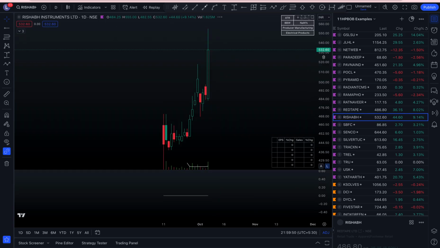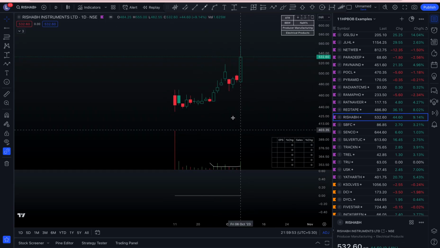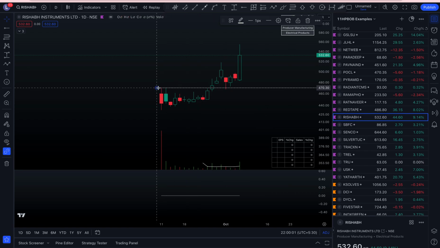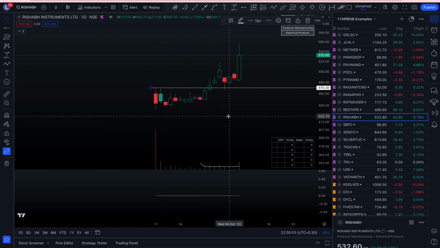So another name, Rishabh. This is again anything which lists and then forms a tight structure is something which you need to have as someone who trades IPOs. You need to have that in your watch list, and then this day would have been your entry day. Then you get a follow through.